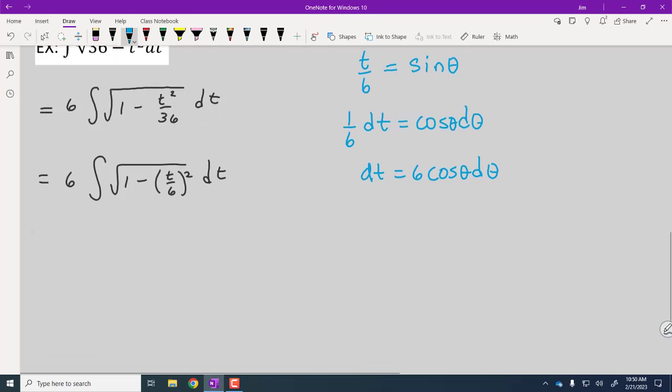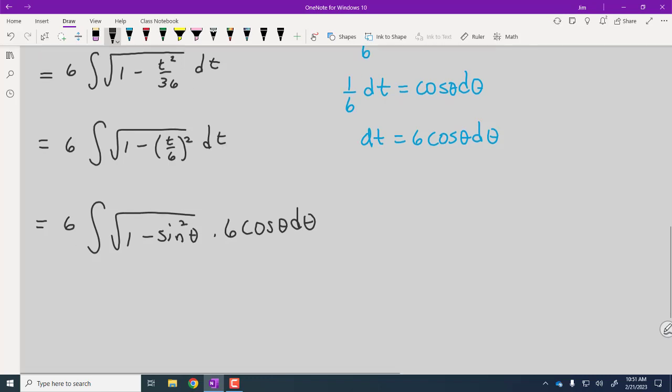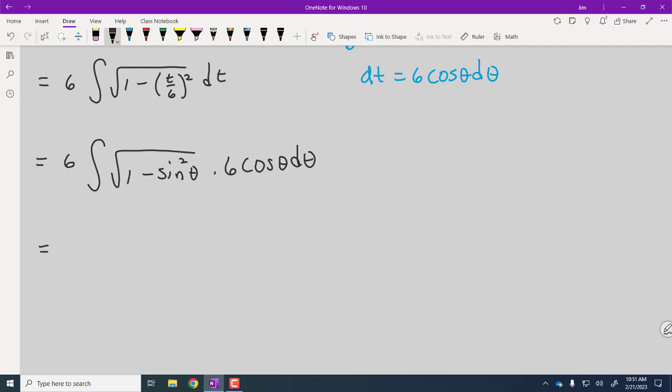And then we do our substitution, and we're going to have 6 integral square root 1 minus sine squared, because that's what we let sine be. And then we have to do the dt, so that's going to be 6 cosine of theta d theta. So now we've turned all the t's into thetas, and we're going to hope for the best. So 36 out in front.